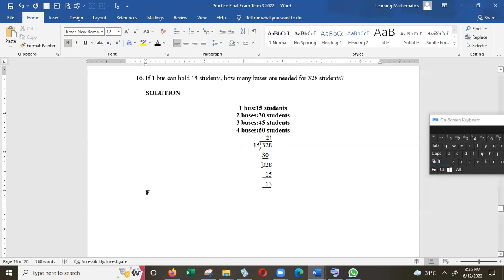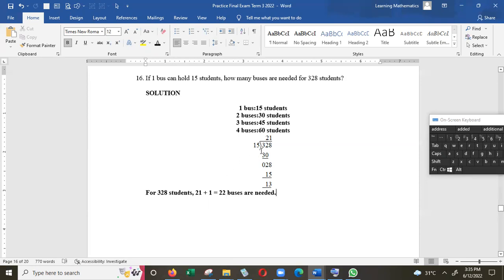So for 328 students, 21 plus 1, that will be equal to 22 buses needed. 21 for the 315, because 21 times 15 is 315. And then now the extra 13, we have a bus for them. So you need 22 buses.